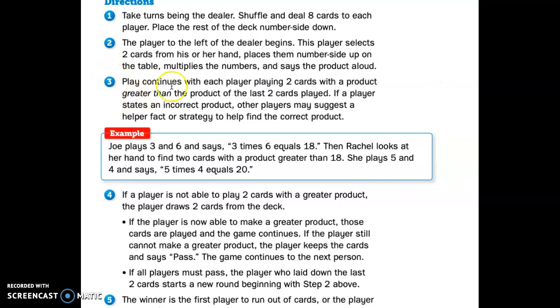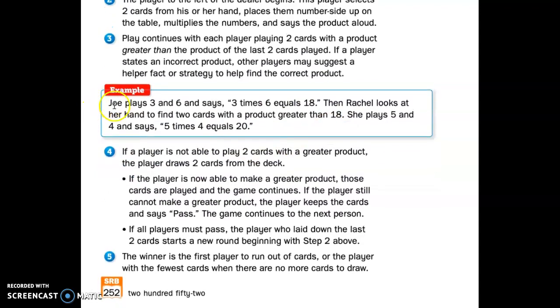Number 3, play continues with each player playing 2 cards with a product greater than the product of the last 2 cards played. If a player states an incorrect product, so if you multiply and don't get it right, the other player may suggest a helper fact or strategy to help find the correct product. Here's an example. Joe plays 3 and 6 and says 3 times 6 equals 18. So Joe looked at his hand, he saw a 3 and a 6, just like I said before. He put them down and goes 3 times 6 equals 18. Do you see how he says all of the numbers and the product? He says the 2 factors, times, and then equals 18.